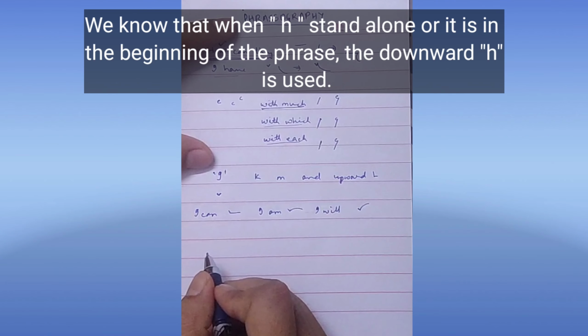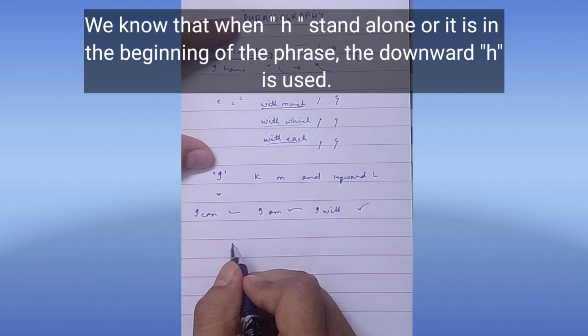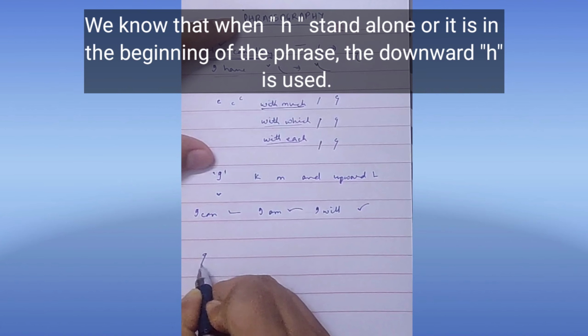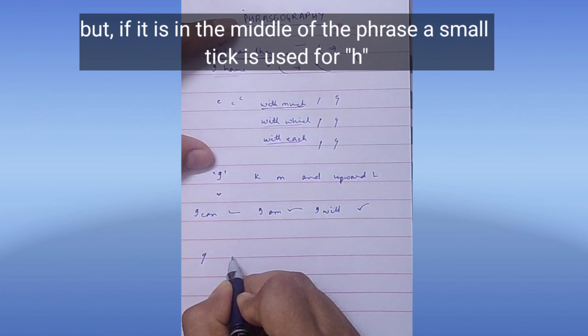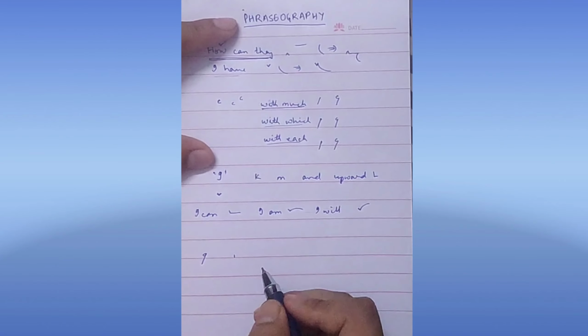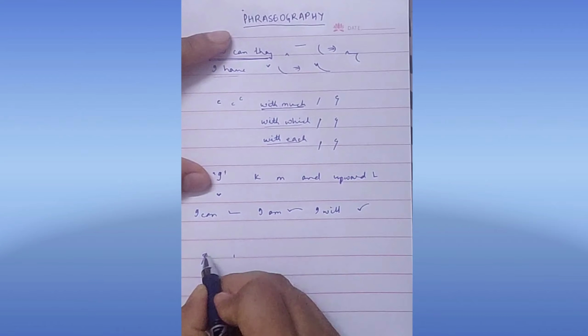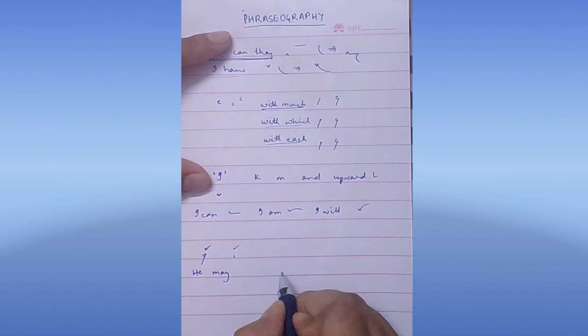Now we know that when H stands alone, or when it is at the beginning of the phrase, the downward H is used. But if it is in the middle of the phrase, a small tick is used for H. I will show you the difference between this and this. "He may" and "if he may".